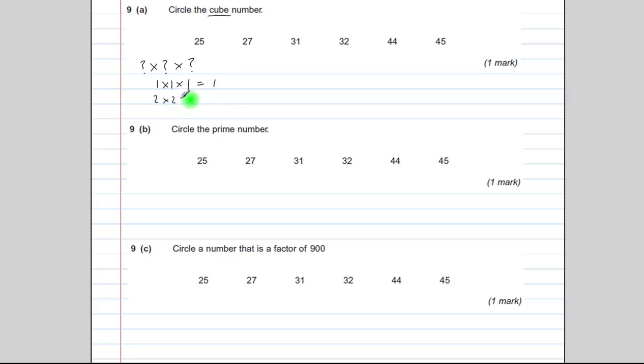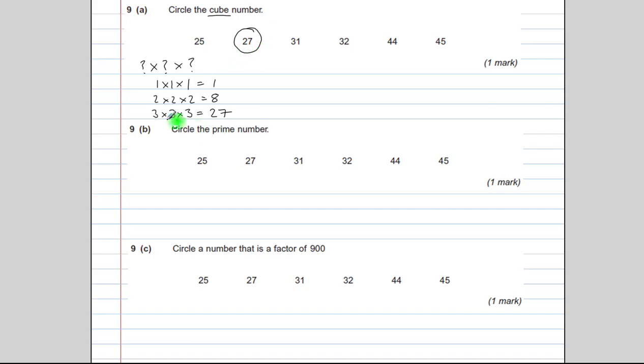2 times 2 times 2. To work this out, we do 2 times 2, that's 4, and then we multiply that by 2 and we get 8. So 8 is a cube number, but it's not in the list. Next we'll try 3 times 3 times 3. Well, 3 times 3 is 9. Multiply that by 3 and we get 27. And look, 27 is in the list, so that's the number that we're going to circle. Okay, we didn't have to try very many until we got 27.